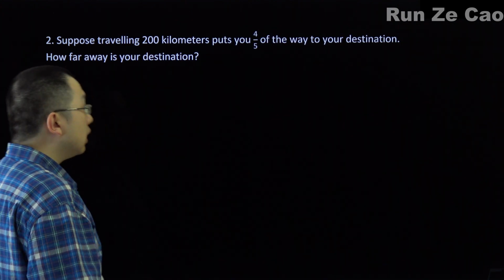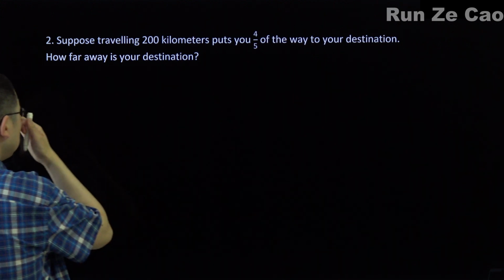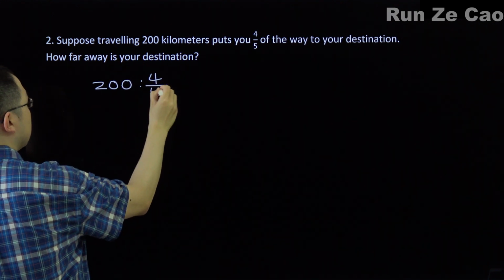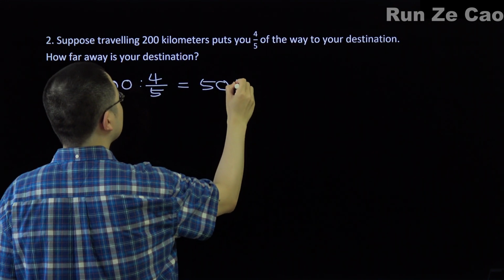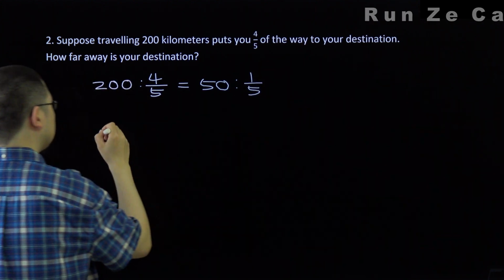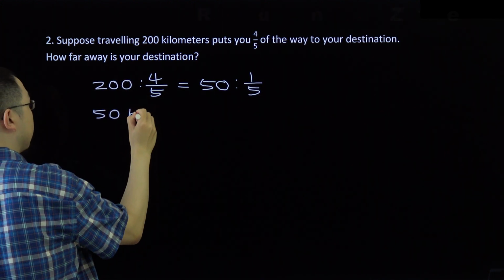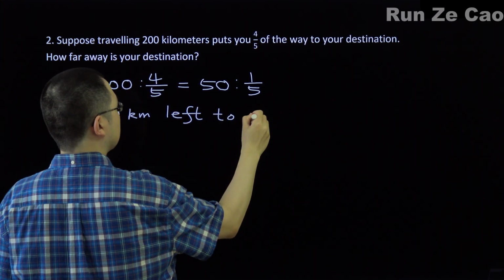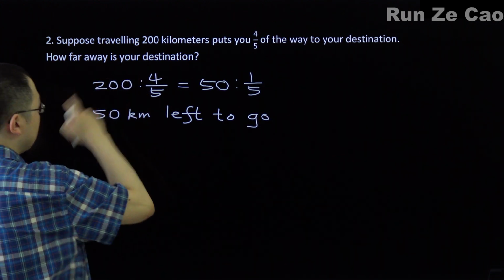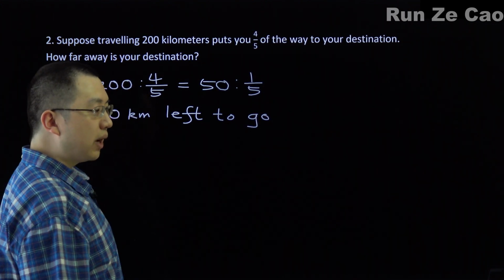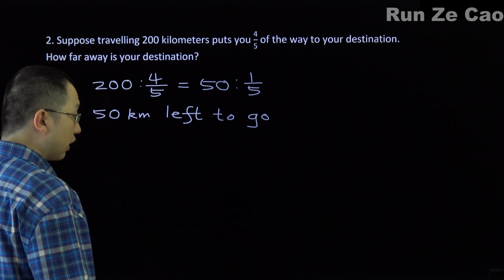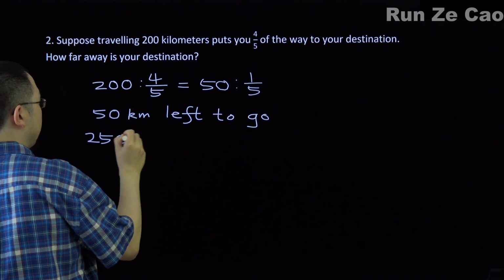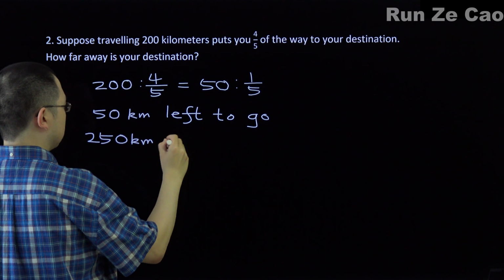Well, 200 to 4/5 is equal to 50 to 1/5. So you have 50 kilometers left to go. Or, depending on what the question actually means, how far away is your destination? Could be how far is your distance traveled. So 250 kilometers total distance.